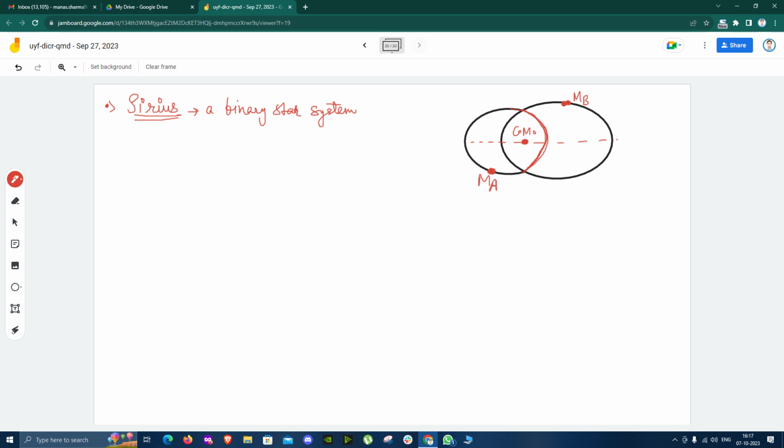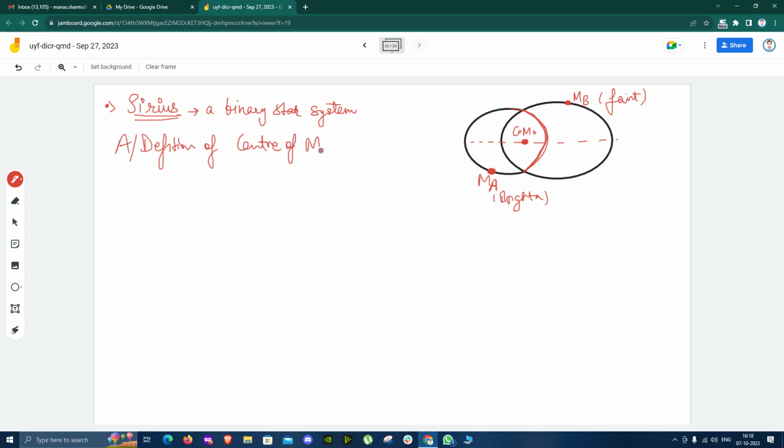Sirius A is the brighter star, and the other member, Sirius B, is a faint star. Now the two stars move in their own elliptical orbits around the common center of mass, as we are showing in this figure. According to the definition of center of mass, what's the formula?